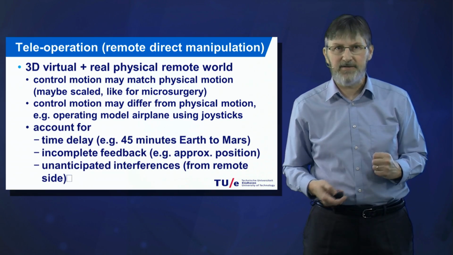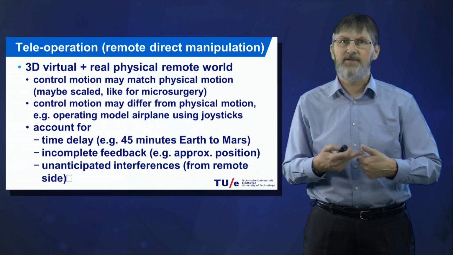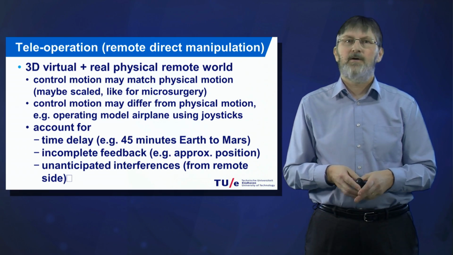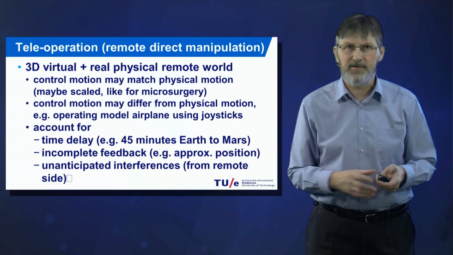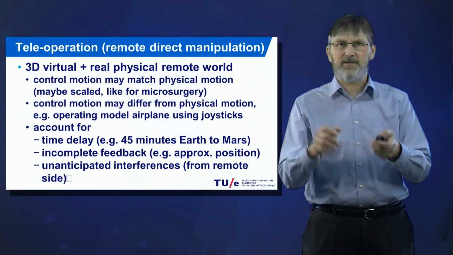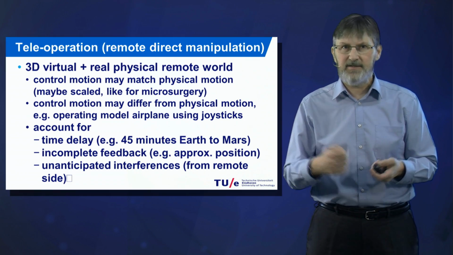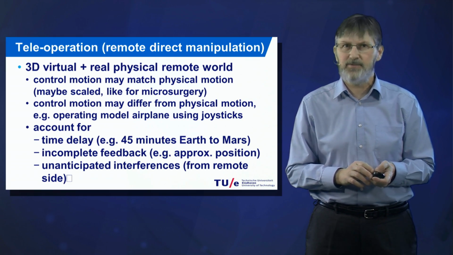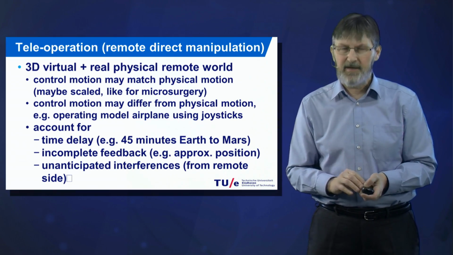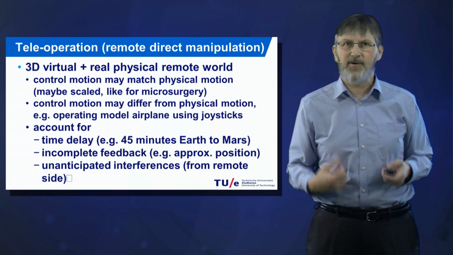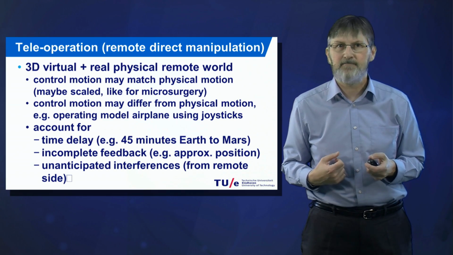In teleoperation, you also have to account for time delay. People trying to control the Mars rover have to take into account that when they issue a command, it takes 45 minutes to reach the rover, and then the rover is recording what happens, and it takes 45 minutes before you can actually see what happens.